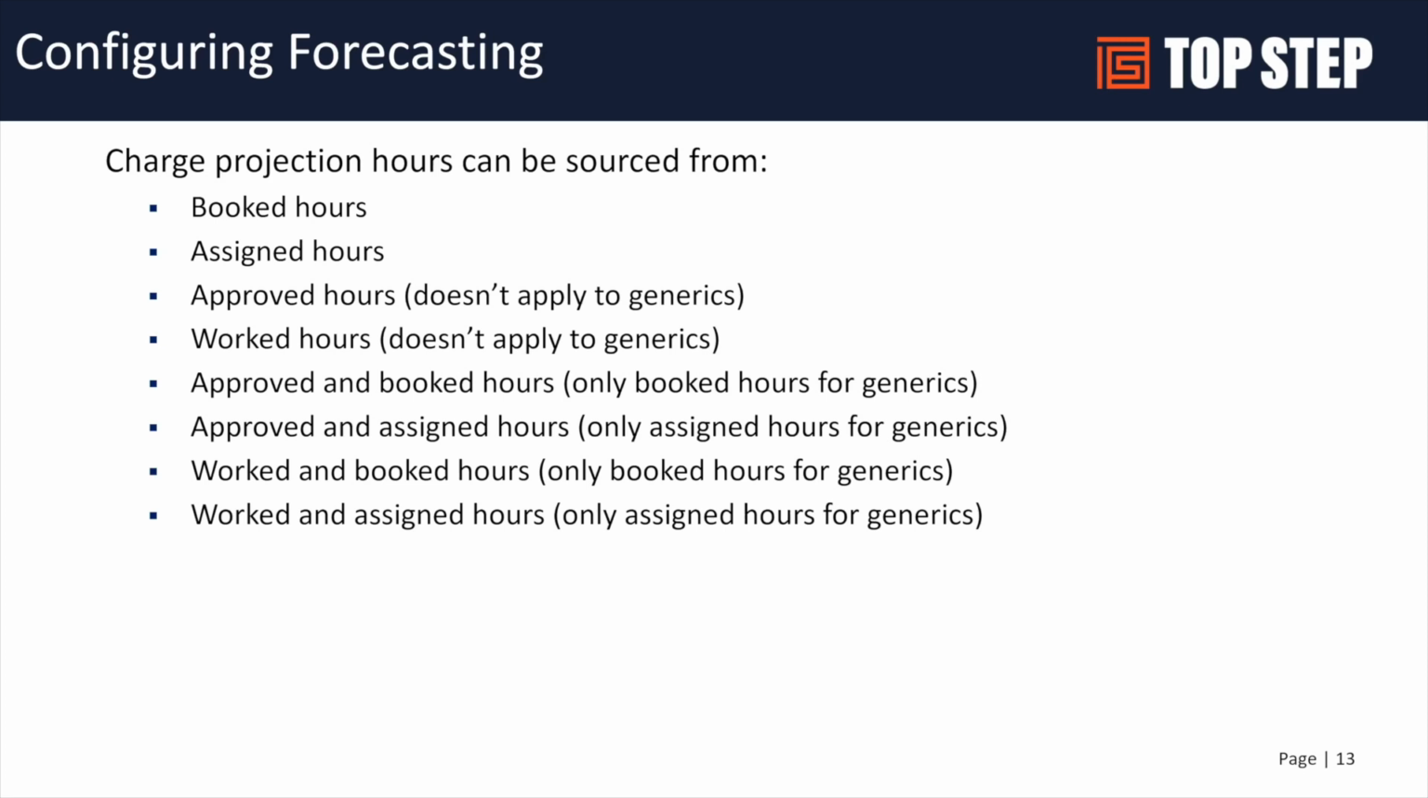If you look at approved hours or worked hours, you're going to pick up only timesheet data, which is going to apply only to your named users. Approved and booked, approved and assigned will pick up partially for generics for the booking part, but not for the approved, and then same for worked and worked. So, the typical, most customers using bookings to plan their future, and looking at worked and booked gives you that ability to look in the past and future and marry the two to get a forecasted demand based on that dollars expected to be delivered.